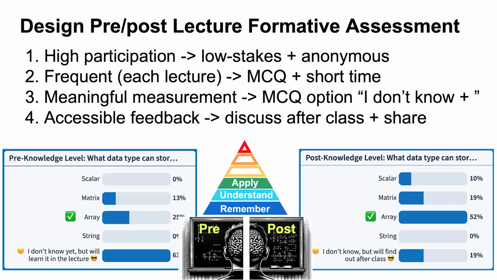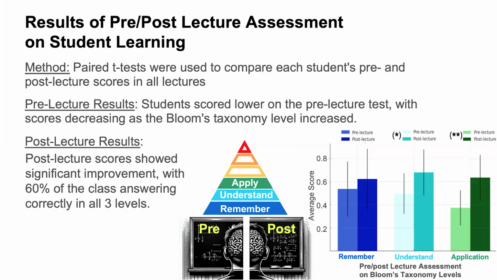As an instructor, I can also get a sense of the class understanding and identify which concepts need to be repeated. In this case, I needed to repeat explaining some concepts because half of the students did not get the right answer after class. At the end of the course, we did a paired t-test to compare pre and post-lecture scores for each student. As we move up the Bloom's taxonomy levels, the difference between the pre and post test results gets bigger.